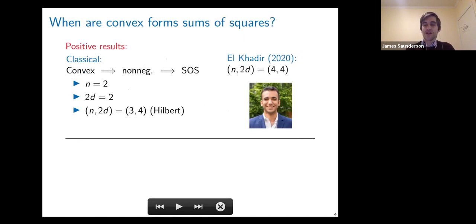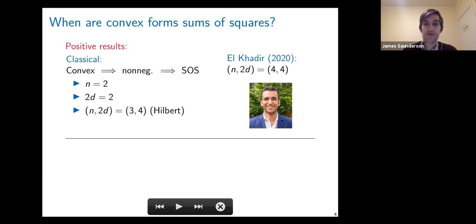And so now let's look at what is known about this question of when a convex form is a sum of squares. What's the state of the art at the moment? There are some positive results, which is good. We've seen that convexity of forms implies their non-negativity. And there are also classical results about when non-negative forms are sums of squares. Non-negative forms are sums of squares when your forms have two variables. Remember, we're working with homogeneous polynomials here. So this is basically the univariate case.